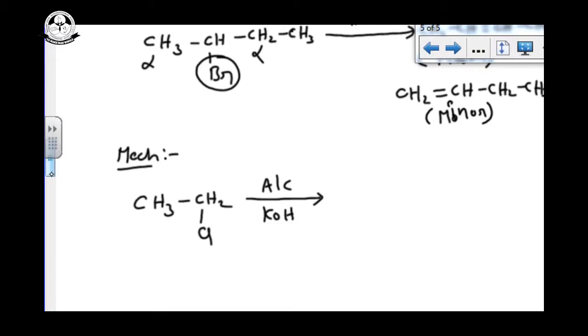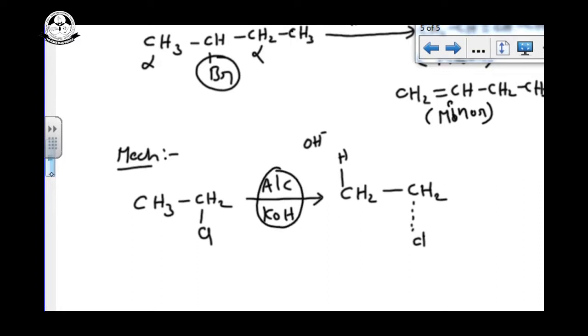Now CH2-CH2. Here the chlorine bond is going to break. I am writing one hydrogen like this. H plus can take a minus, that OH minus I am giving. That OH minus ion is coming from KOH.